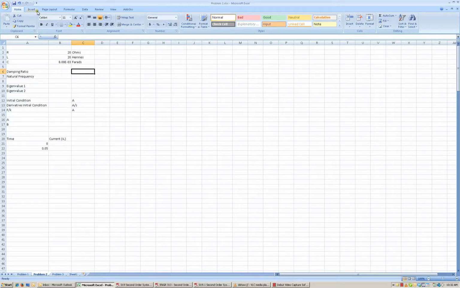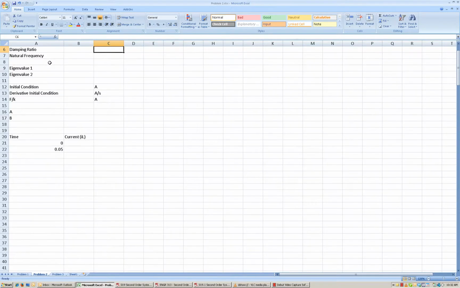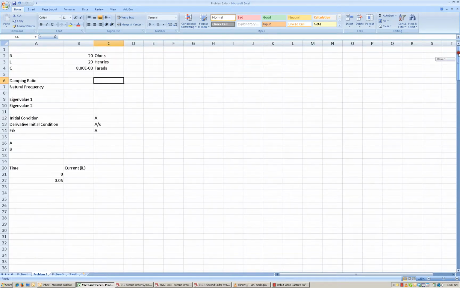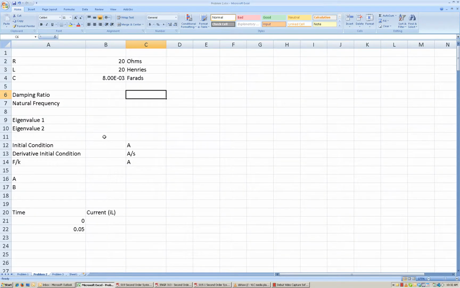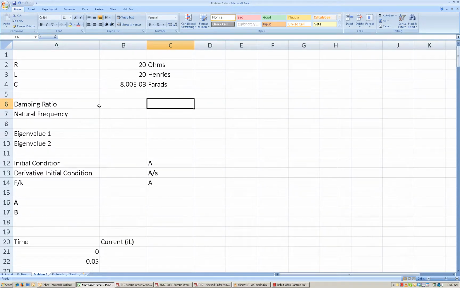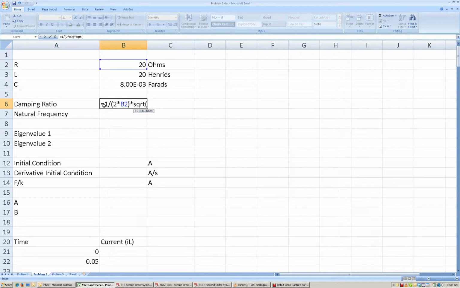So I've already entered into Excel the values of the resistance, the capacitance, and the inductance. And now I'm going to use the relationship that I just established to calculate my damping ratio. So my damping ratio is given as 1 divided by 2 times the resistance multiplied by the square root of the inductance divided by the capacitance. Okay, and that gives me a value of 1.25, which means the system is overdamped.